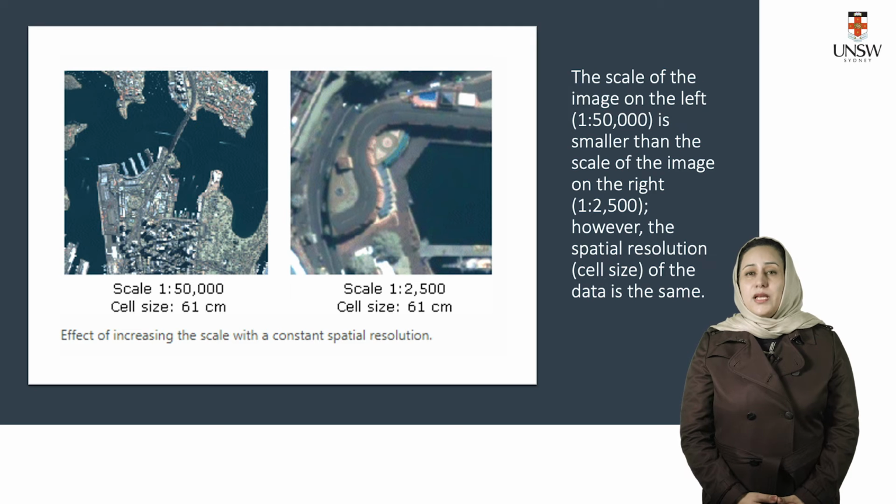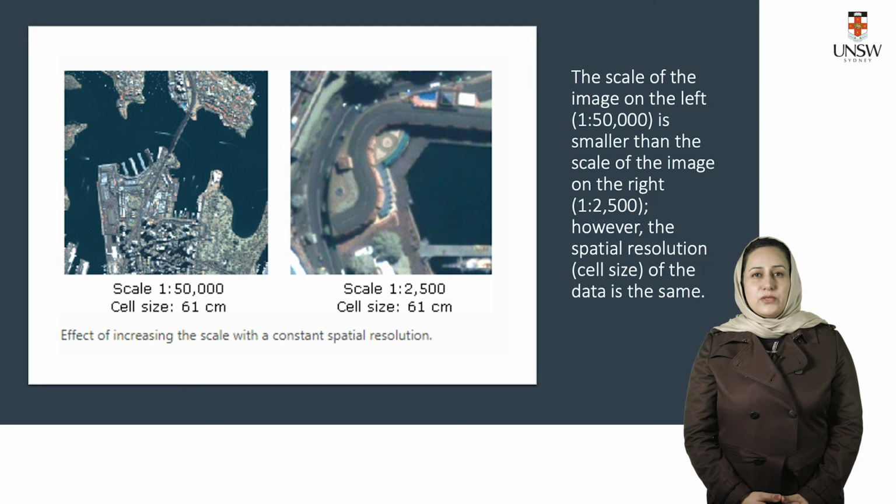In this slide, one image is demonstrated in different scales: small scale on the left and large scale on the right. However, the scale of visualization has not affected the spatial resolution of the image, which is determined by cell size, and as you see, the cell size for both images is the same, 61 cm.